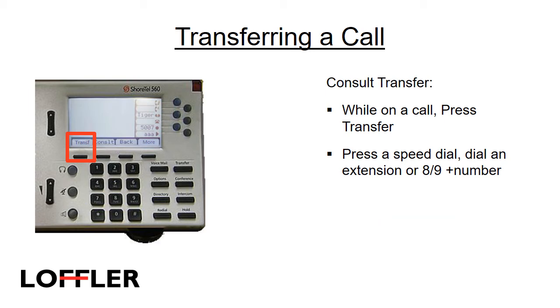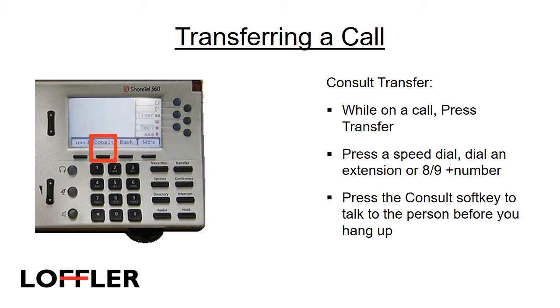To complete a consult transfer, while on a call, press the Transfer button. Press a speed dial, dial an extension, or dial the trunk access code 8 or 9, and then the number. Press the Consult soft key, or stay on the line to talk to the person. Once you have done so, you can hang up to complete the transfer.